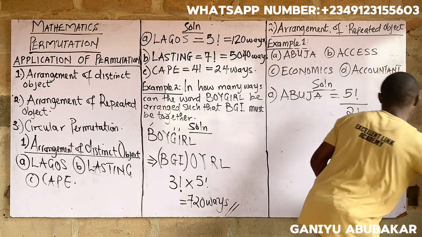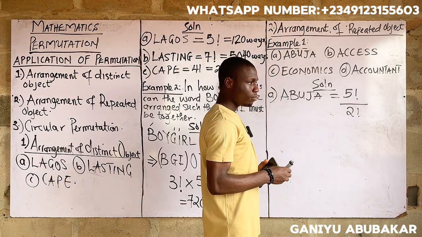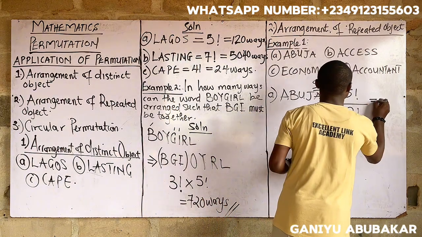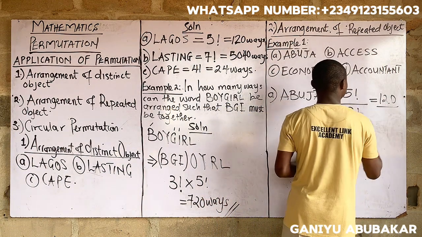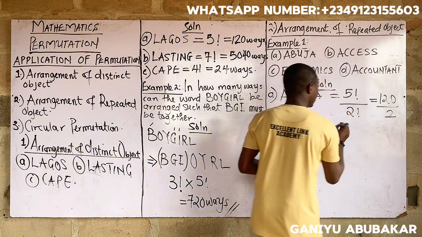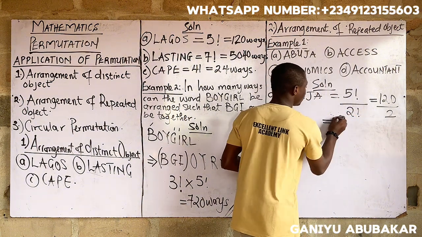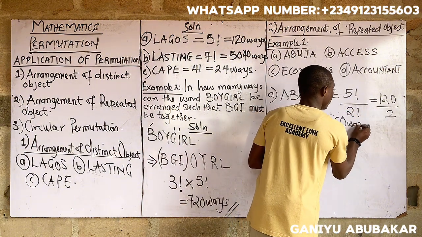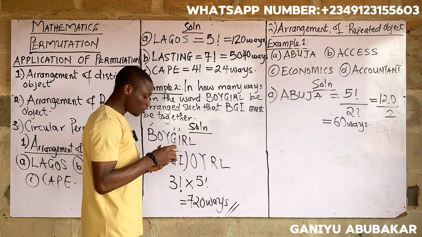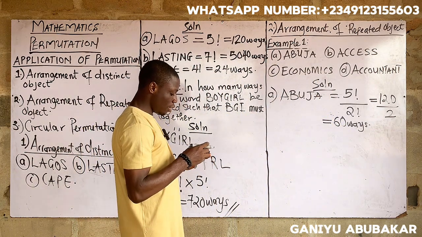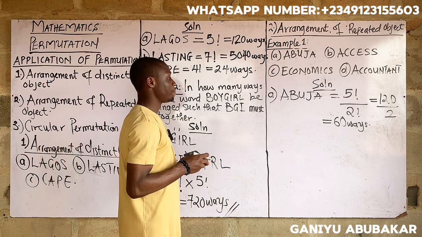So I will have this one here. The task now is quite simple. What's 5 factorial? That's 120, all over 2 factorial, which is 2. If I divide the 120 by 2, I'll have 60 ways. So that becomes your answer after solving that particular problem.